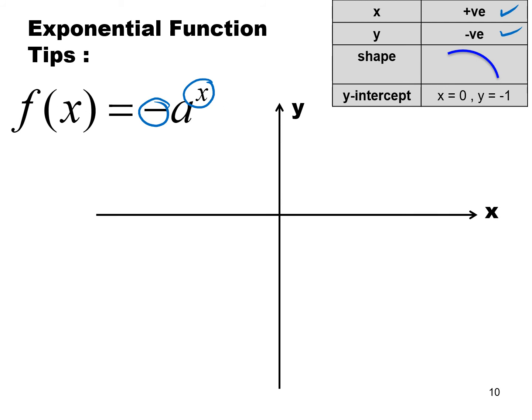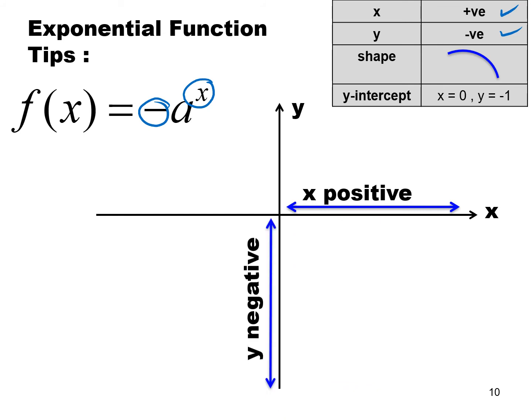Alright, so when x is positive here, y is negative, so the graph is like this. And then we find the y-intercept at 0, so y is negative a to the power 0, which is negative 1. So the y-intercept is at y equals negative 1. So the basic graph is like this. Okay, so this is negative 1 here. Intercept at negative 1.